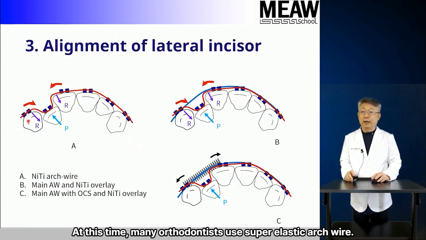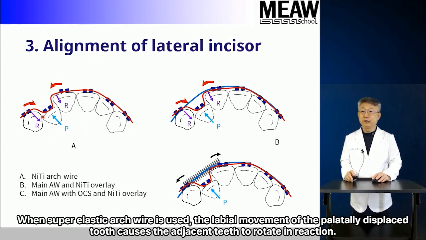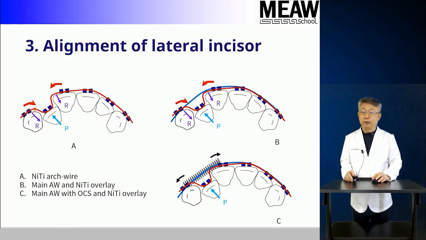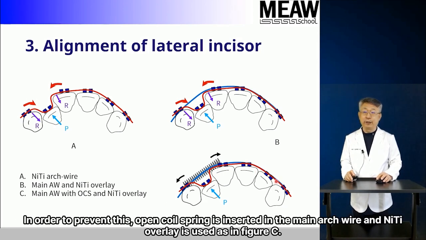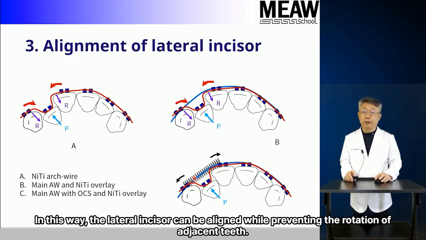At this time, many orthodontists use super-elastic arch wire. When super-elastic arch wire is used, the labial movement of the palatally displaced tooth causes the adjacent teeth to rotate in reaction. In order to prevent this, open coil spring is inserted in the main arch wire, and 90 overlay is used as in Figure C. In this way, the lateral incisor can be aligned while preventing the rotation of adjacent teeth.